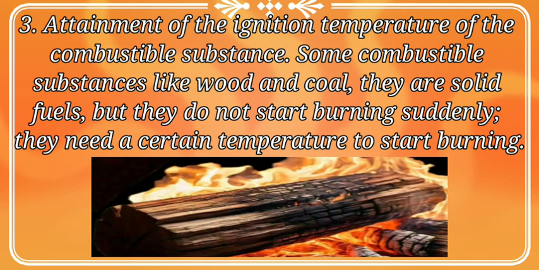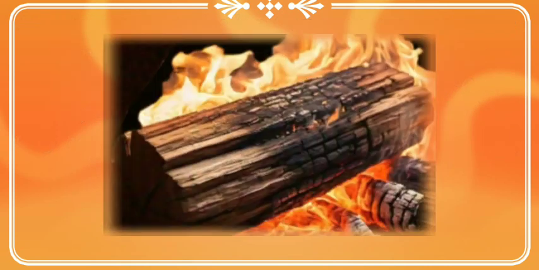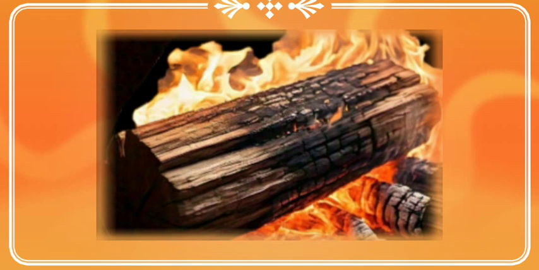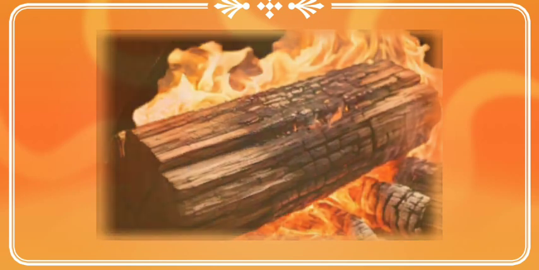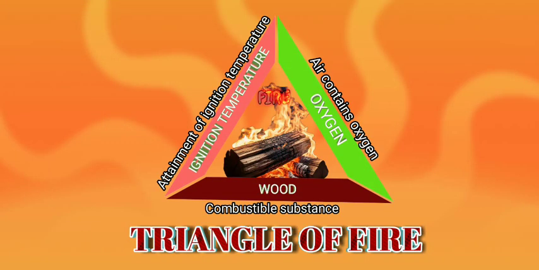Some combustible substances, like wood and coal, are solid fuels, but they do not start burning suddenly. They need a certain temperature to start burning. Example: when we take a piece of wood close to fire, it doesn't start burning at that time. It needs some time to catch fire. These 3 conditions are also called the triangle of fire.